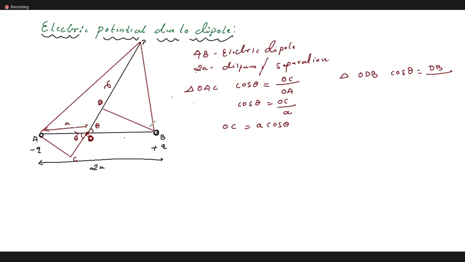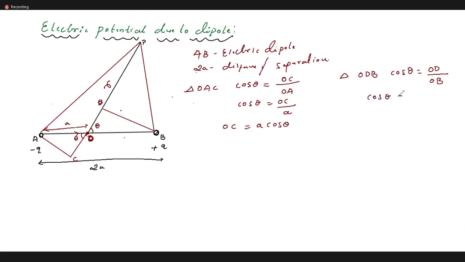Why are you taking DB? I told you, here it is theta, which means this will be the opposite. Then what will be the adjacent? Adjacent will be OD, and the hypotenuse is OB. If you are confused about adjacent or base, both are the same. So let me write here cos theta from triangle ODB is OD divided by OB. Right, Suprit?